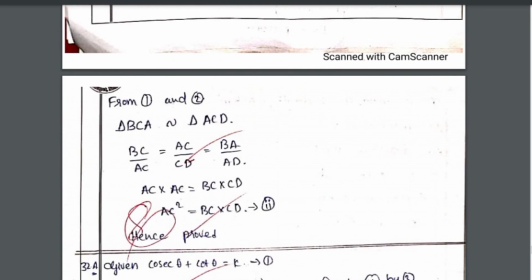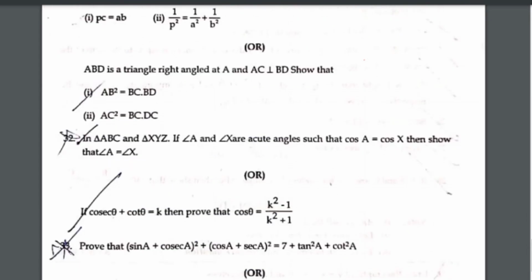Okay, so the next question: triangles ABC and XYZ, angle A and angle X are acute angles such that cos A is equal to cos X, then show that angle A equals angle X. This is trigonometry exercise 11.1 question number 6. One of the important problems for 8 mark questions. Okay, for this choice, you see it's a compulsory question.